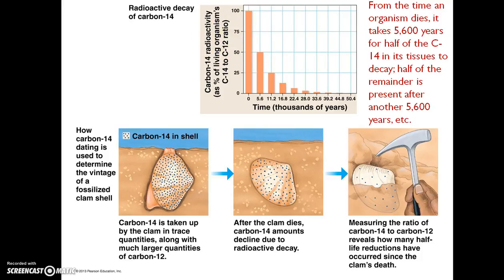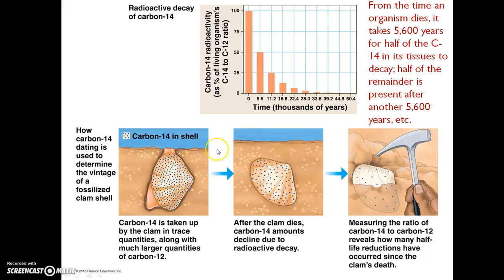As time goes on, you're going to have less and less carbon-14 in those remaining structures. So again, after 5,600 years, 5.6 here in this graph, we have 50% of that carbon-14 radioactivity present. So it decays at a very predictable rate, and this is the basis for carbon dating methods.